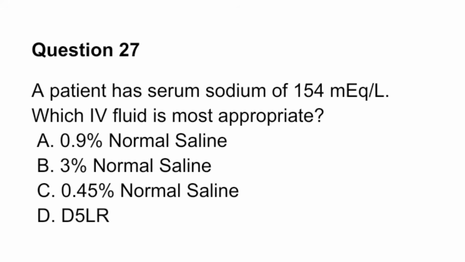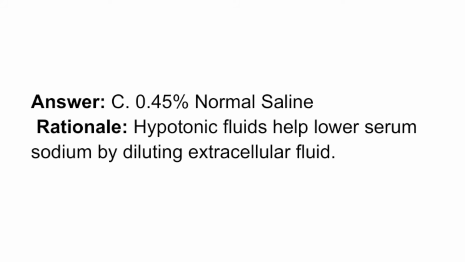Question 27. A patient has serum sodium of 154 milliequivalents per liter. Which IV fluid is most appropriate? A. 0.9% normal saline, B. 3% normal saline, C. 0.45% normal saline, D. D5LR. Answer: C. 0.45% normal saline. Rationale: hypotonic fluids help lower serum sodium by diluting extracellular fluid.